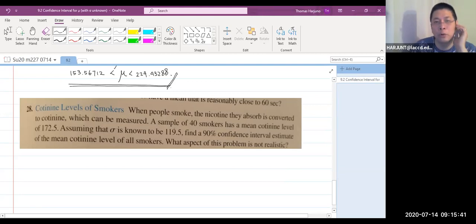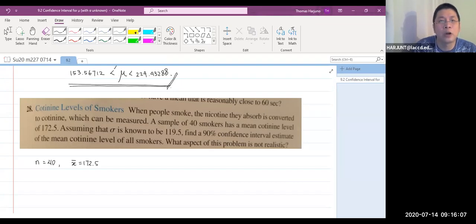When people smoke, the nicotine they absorb is converted to cotinine, which can be measured. Now, a sample of 40 smokers, so N equals 40, has a mean cotinine level of 172.5. So that's X bar. That's not mu. How do we know that's from the sample and not from the population? Because of this wording. A sample has a mean.